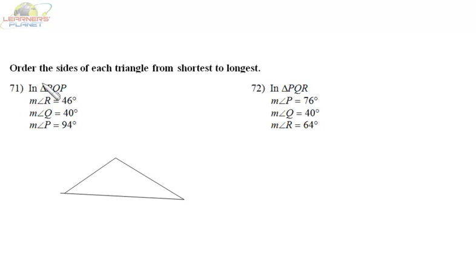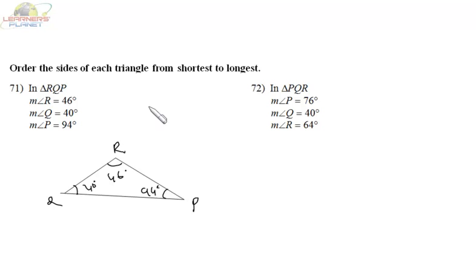In this case, we have to order the sides of a triangle from shortest to longest. So, first of all, let's draw the figure. It's triangle R, Q, P. Further, the measurements are not drawn to scale. Angle R is 46 degrees. Angle Q is 40 degrees. And angle P is 94 degrees. Friends, this is an obtuse angle, but I have not drawn it to scale. Just for reference and for the clarity of concept, I am drawing a diagram.